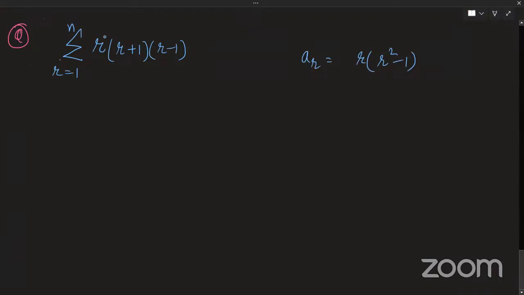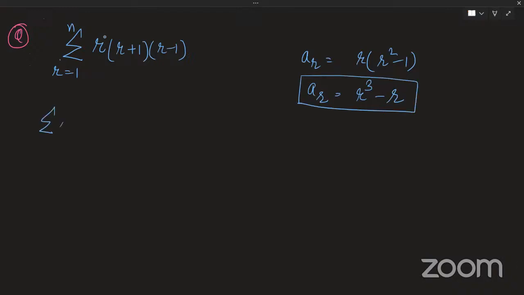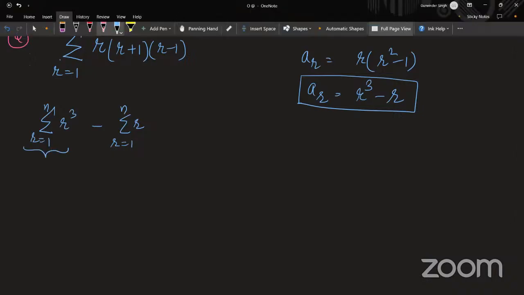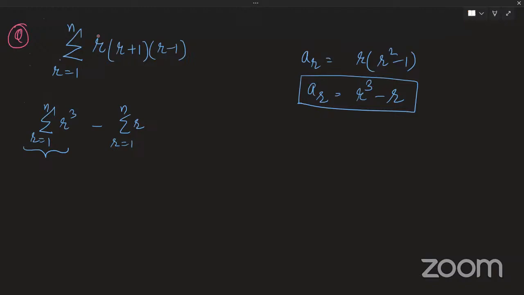Correct? It is (r plus 1) into (r minus 1), a plus b into a minus b. I will open the brackets. It is r cube minus r. So it is very easy now. I just need to add sigma of r cube minus sigma of r, where r is going from 1 to n. So tell me, what is the formula of the first term? n square into (n plus 1) square, whole by 4. Correct.